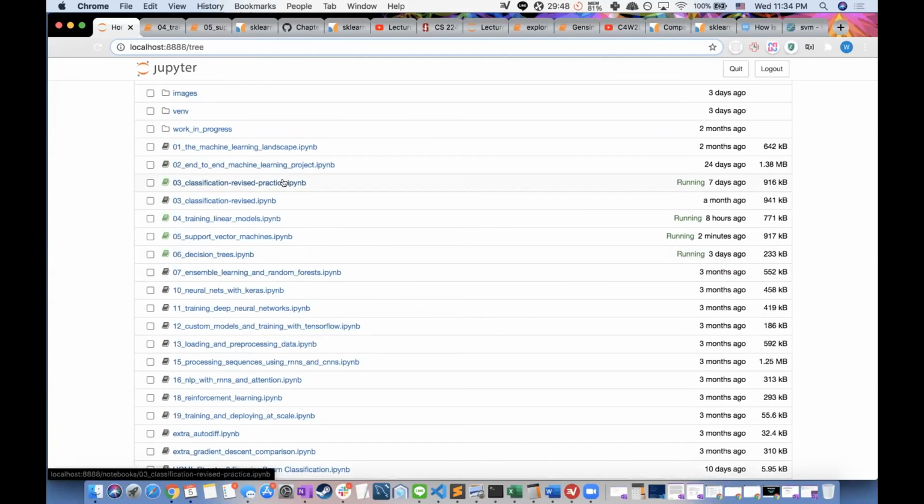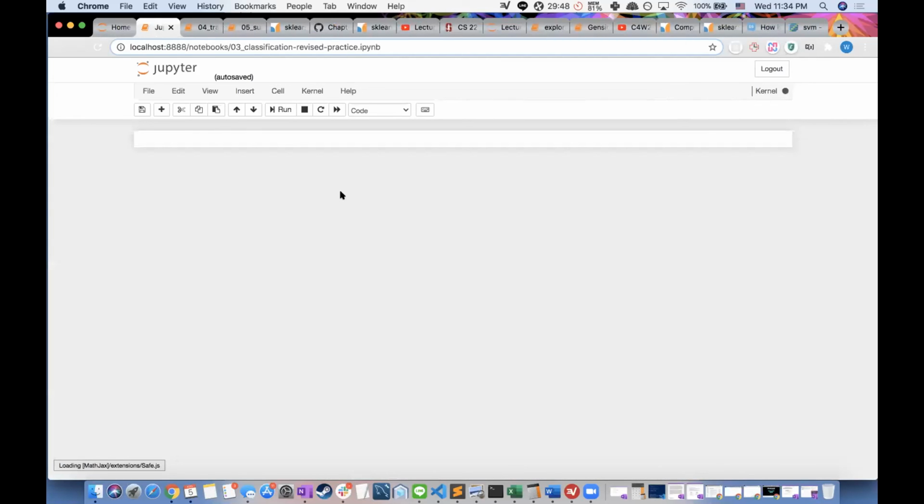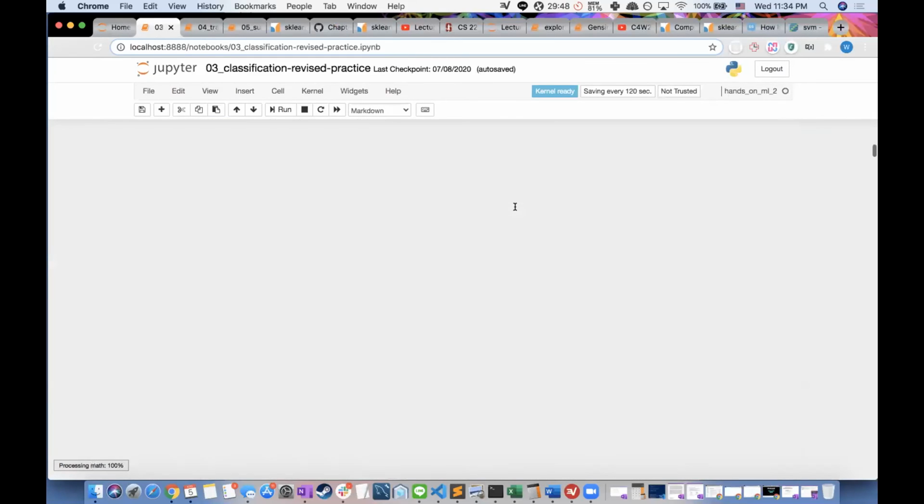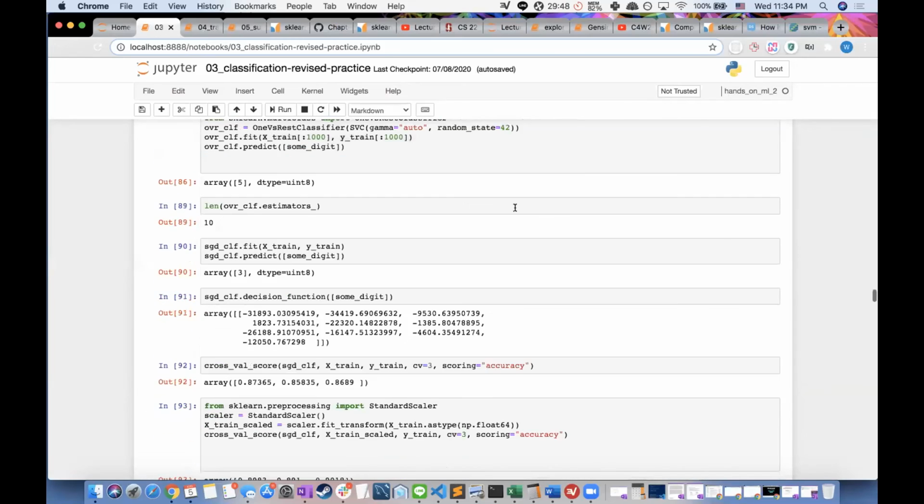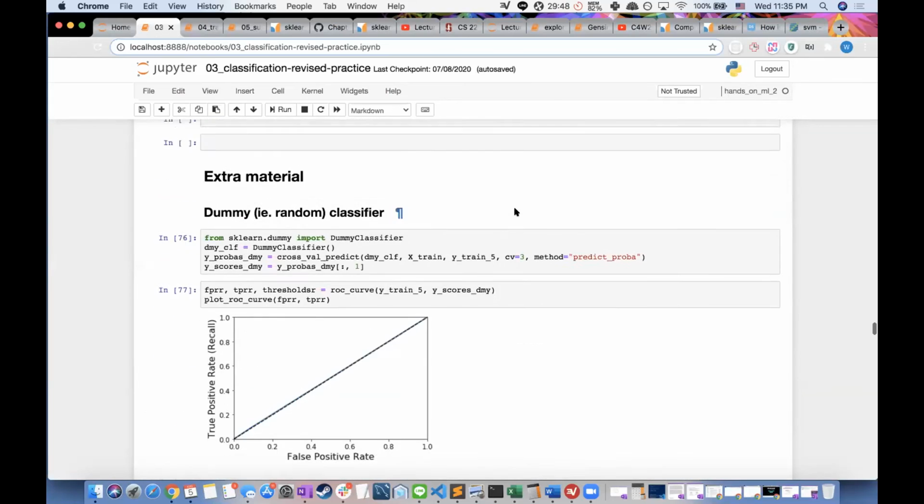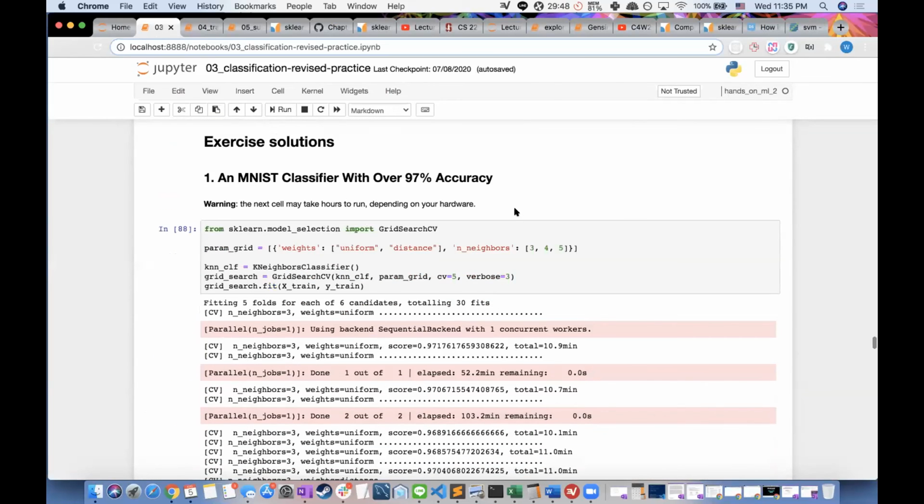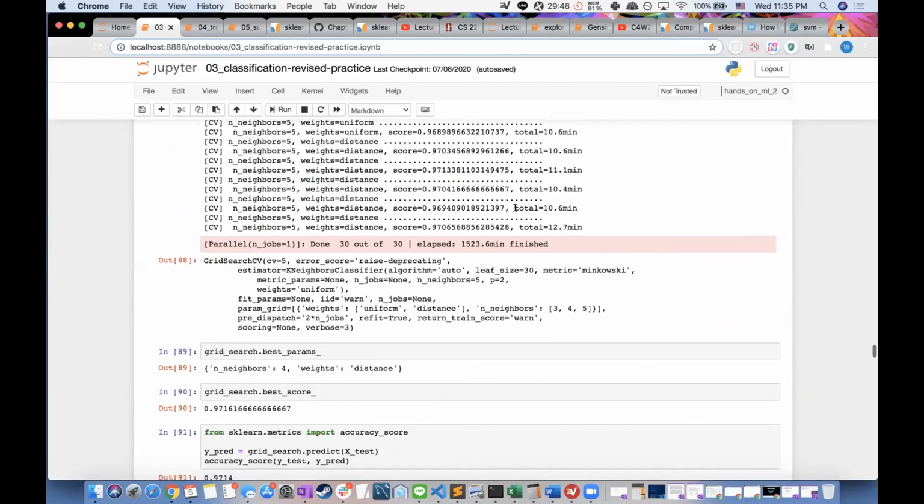Yeah, so let me just show you really quick. One second. It's taking a little time to load. I think the notebook is a little big. Okay, let me scroll down all the way. Just search CV. No.